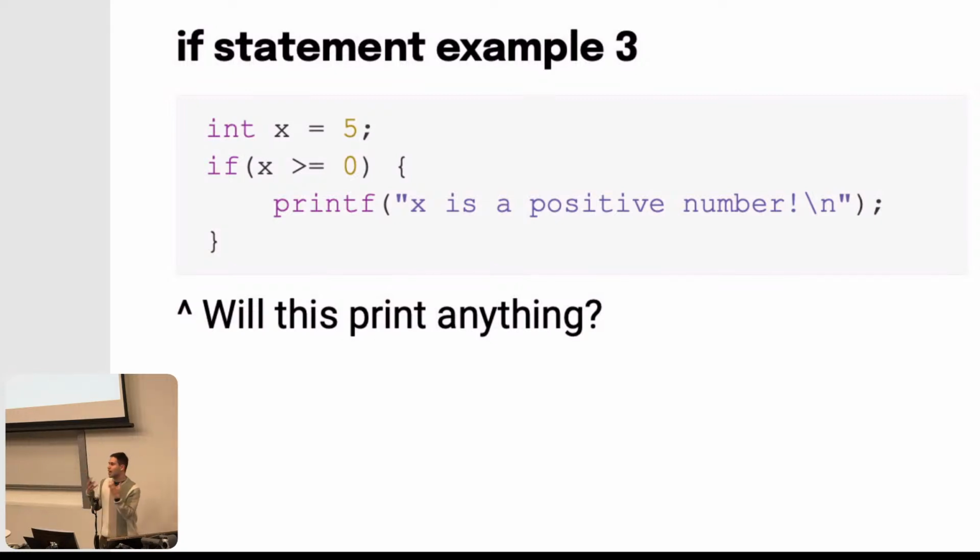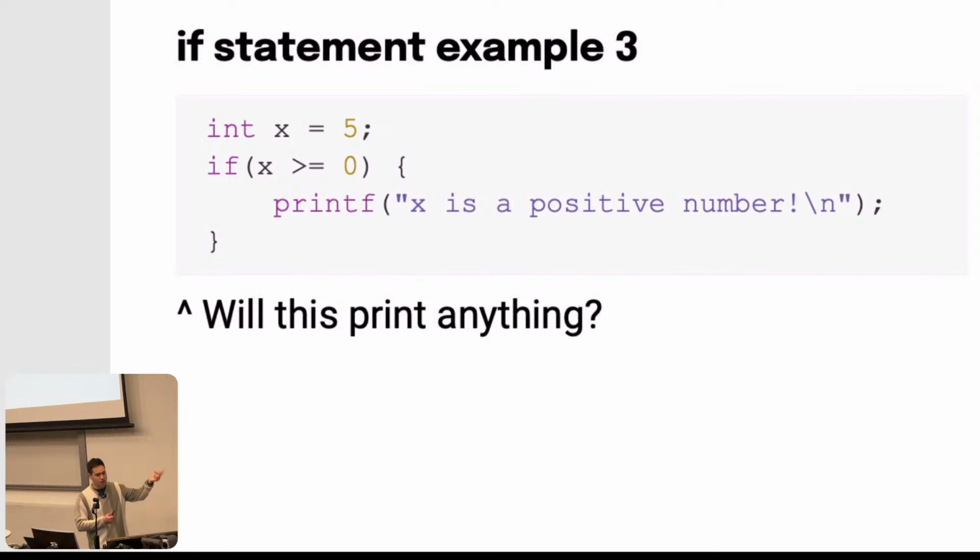So if we want to ask yes or no questions, true or false questions, we need some operators to do that. So here's an example of one of them. But just by using our intuition, who thinks this will print anything? Okay, what are you intuiting those symbols to mean? Yeah, you've seen them before. You use them in mathematics.